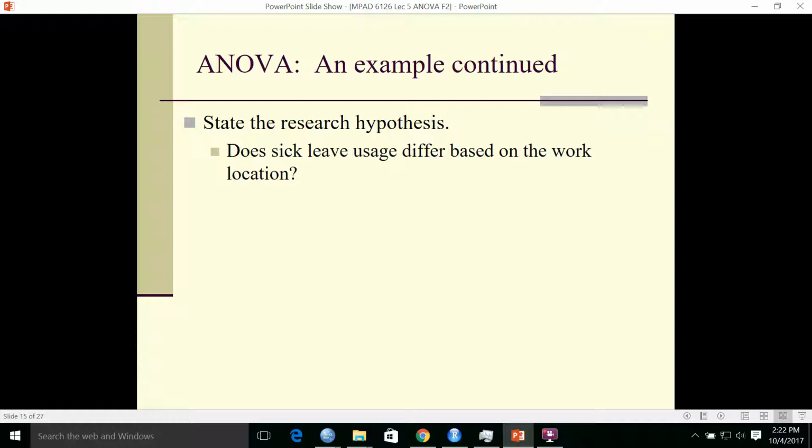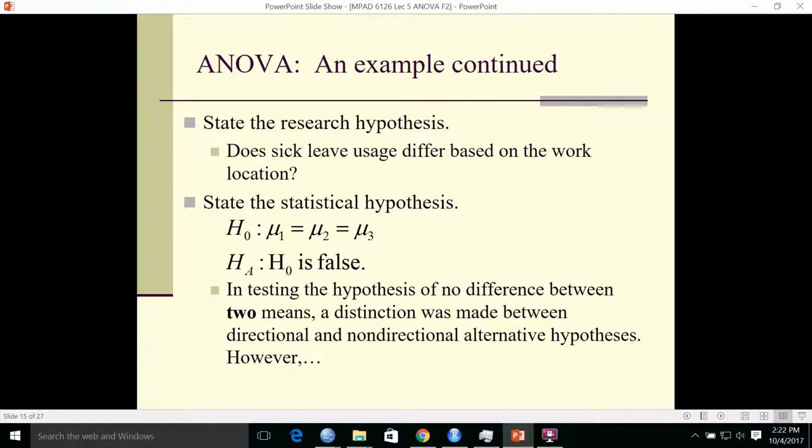First, state the research hypothesis. The research hypothesis being here, does sick leave usage differ based on the work location? The statistical hypothesis then would be that the null hypothesis would be that the average number of sick days among the 3 sites is equal. The alternative, what we're trying to reject, is that there is a difference somewhere between mu1, mu2, or mu3.